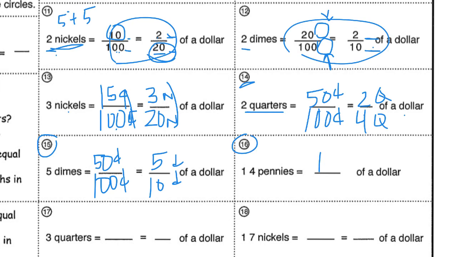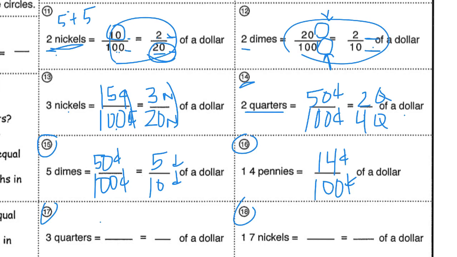14 pennies is 14 cents out of 100 cents that it takes to make a dollar. There's no other way to write that. It's just 14 hundredths of a dollar. Fix your paper and then do 17 and 18. Pause the video while you're trying it.